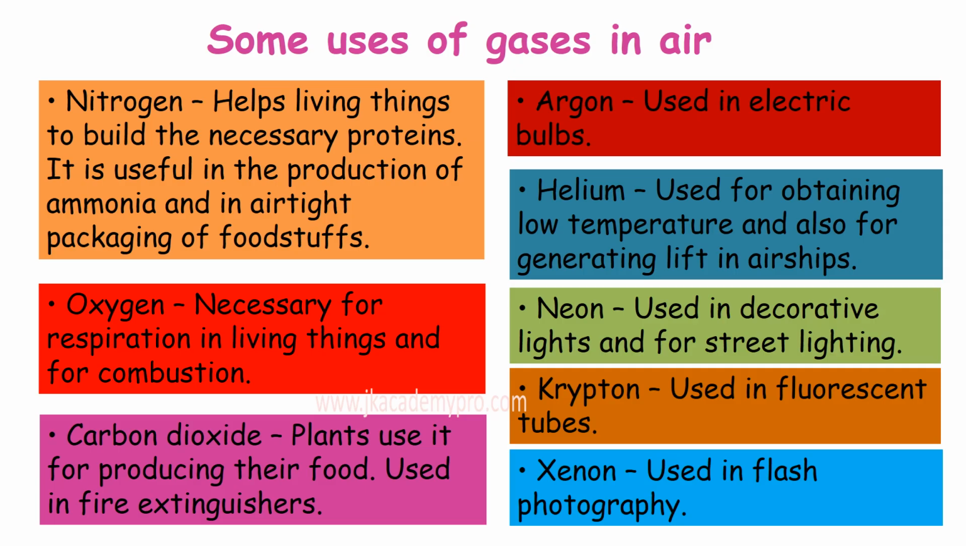Krypton gas is used in fluorescent lights. Those fluorescents are those bright, flashy lights that we use as decorations. So, krypton gas is used in that. And then we have the xenon gas. Xenon gas is used in the flash bulbs of our cameras. Some of the high powered cameras use flashlights. So, in those flashlights, xenon gas is used.